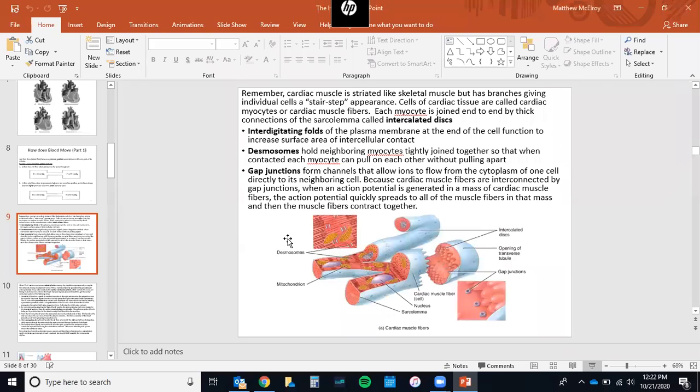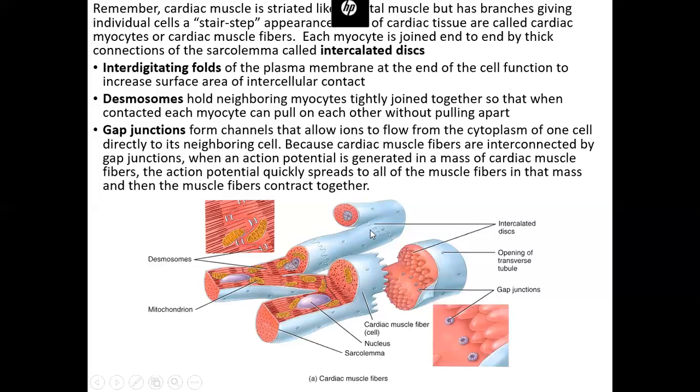I can actually read it. It's striated like skeletal muscle, but has branches giving individual cells a stair-step appearance. Here's what some of those cardiac muscle fibers look like. One, you can see right here is not branched, but this one next door is branched, connected to another branched one. The fancy term for these muscle tissue cells is cardiac myocytes, or just cardiac muscle fibers.